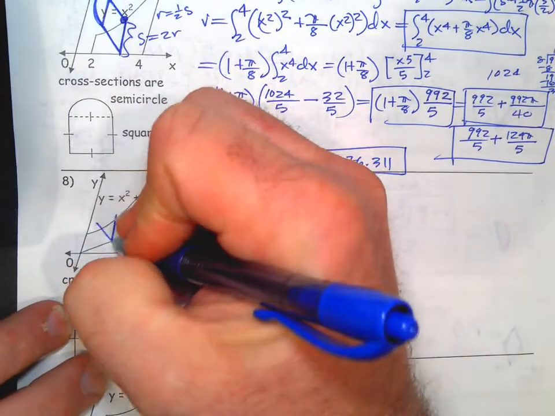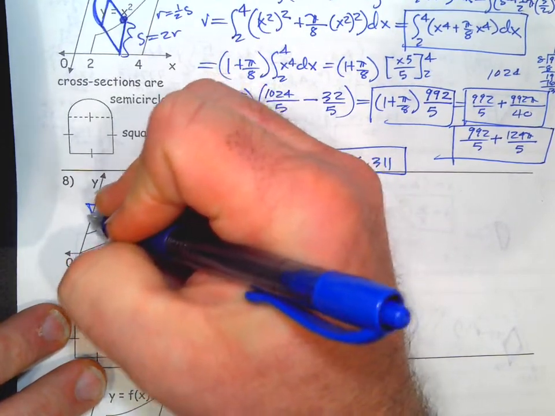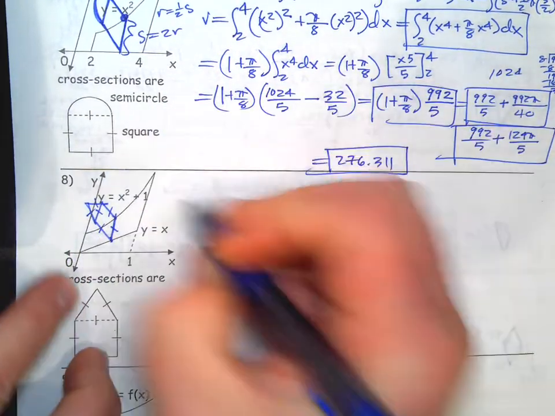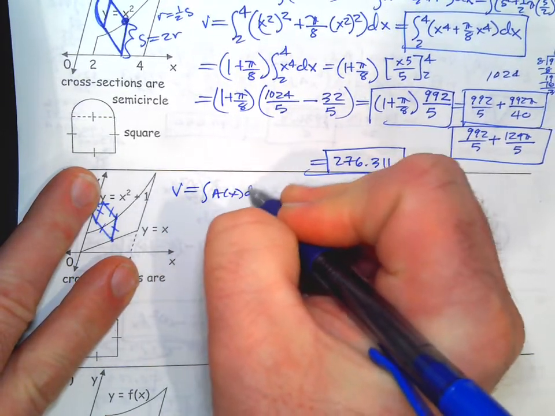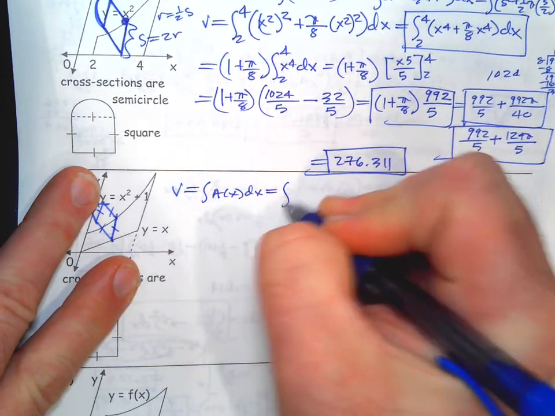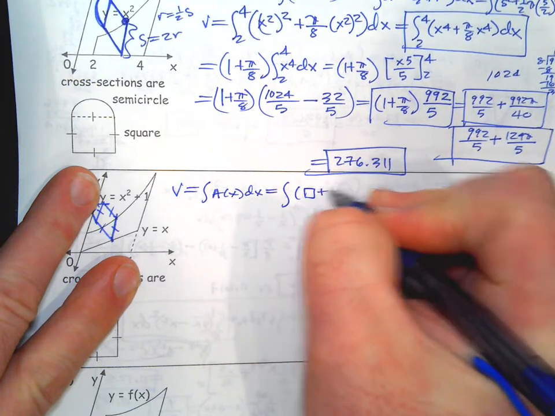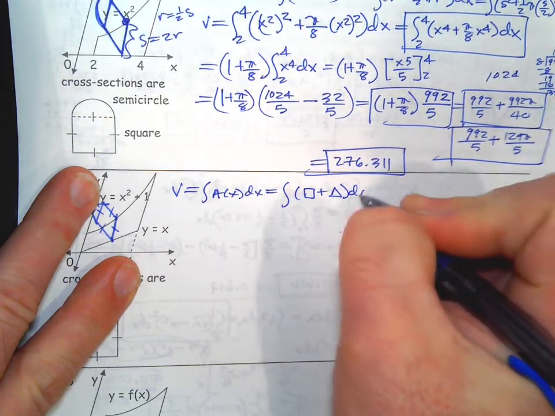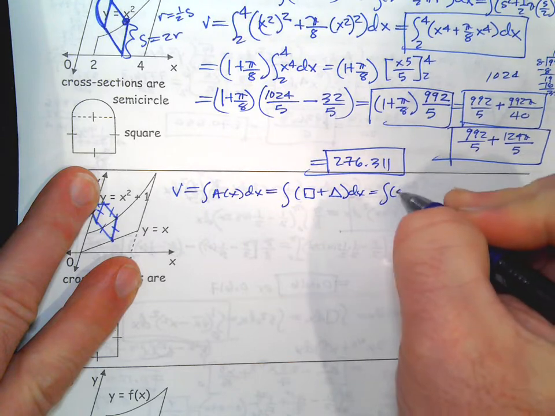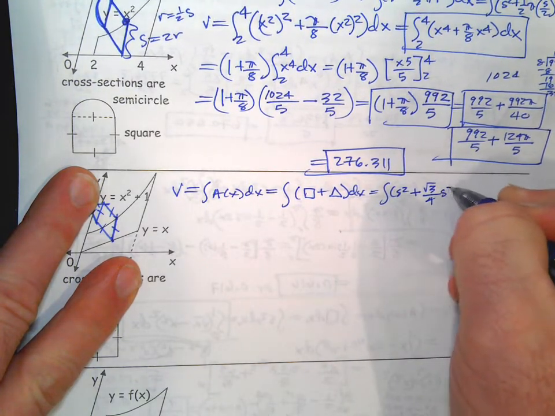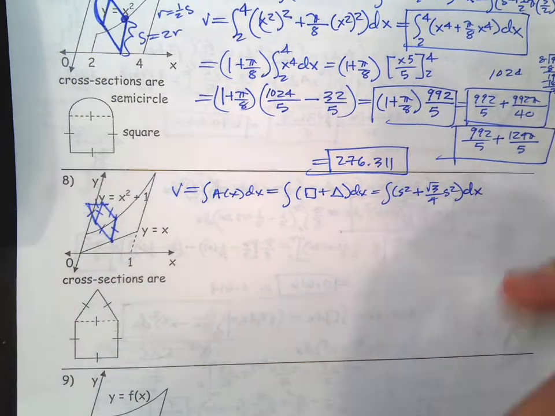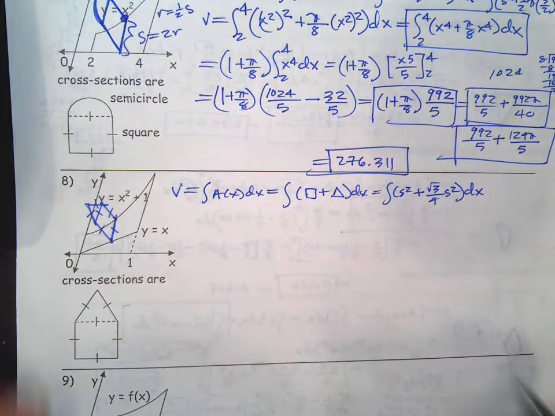These are going to be a square with an equilateral triangle on the top. So we're trying to find volume, common cross section in terms of x. It's going to be a square plus an equilateral triangle. It's going to be side squared plus root 3 over 4 side squared. And they are the same sides, so go with that.